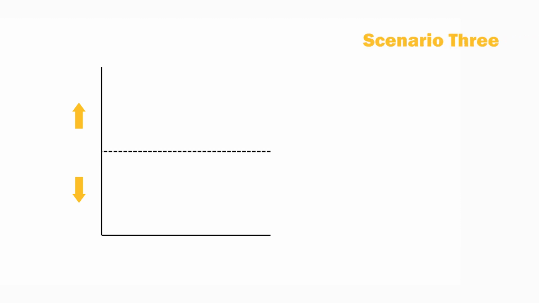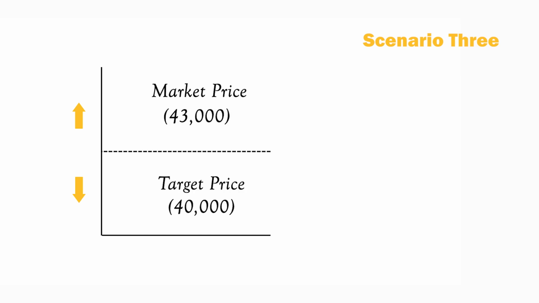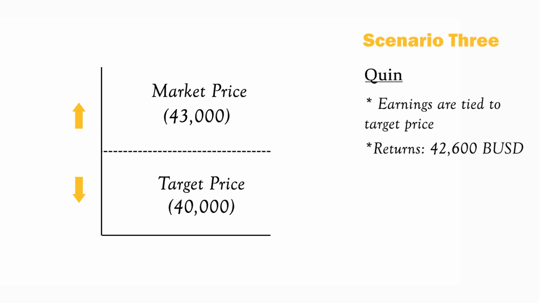In the third scenario, we see the market price at 43,000 BUSD rise far above the target price, and this is the only scenario where James would end up with more value for his 1 Bitcoin than Queen. This is because Queen's earnings are tied to the target price she set when making her subscription, and she won't be able to cancel it to sell her Bitcoin at the high market value. Queen would get a total of 42,600 BUSD, while James's 1 Bitcoin would be worth the market value of 43,000 BUSD.